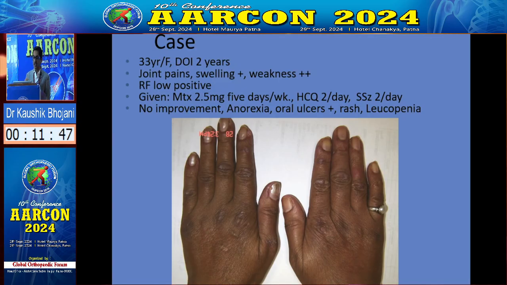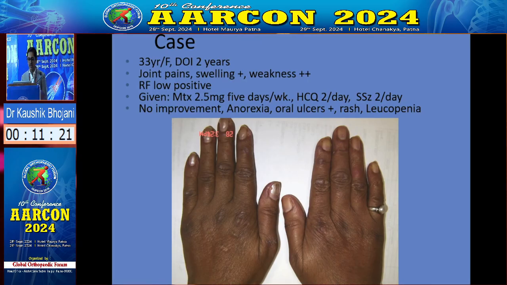So methotrexate, 2.5 milligram, 5 days a week, exactly opposite of what Raj Kiran was just telling you. So Monday to Friday, methotrexate was given 5 days a week, hydroxychloroquine, sulfasalazine, no improvement, leukopenia, patient had altered liver function, lot of rash, lot of oral ulcers. Everything that Raj told you was all there in this patient. Look at the hands.